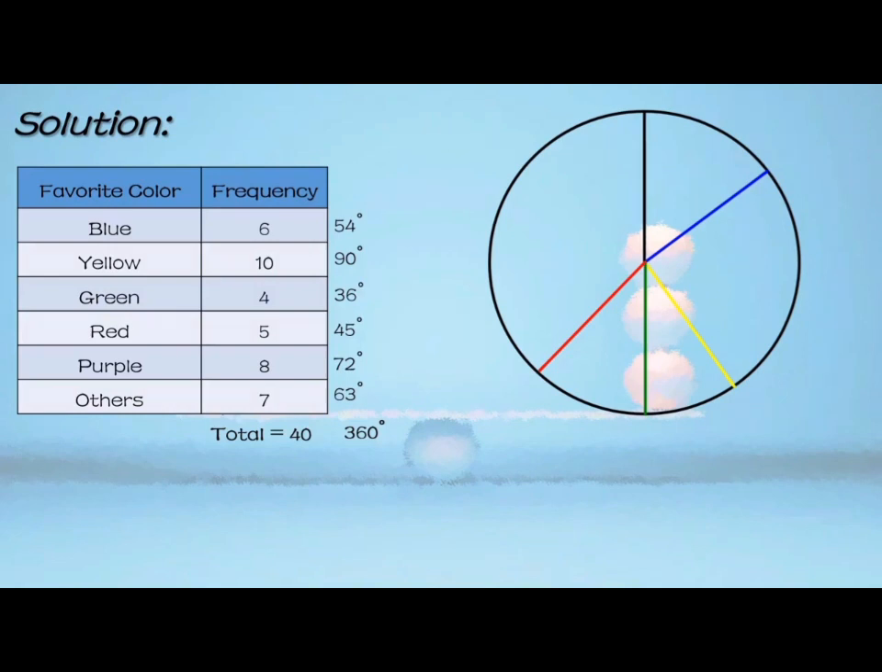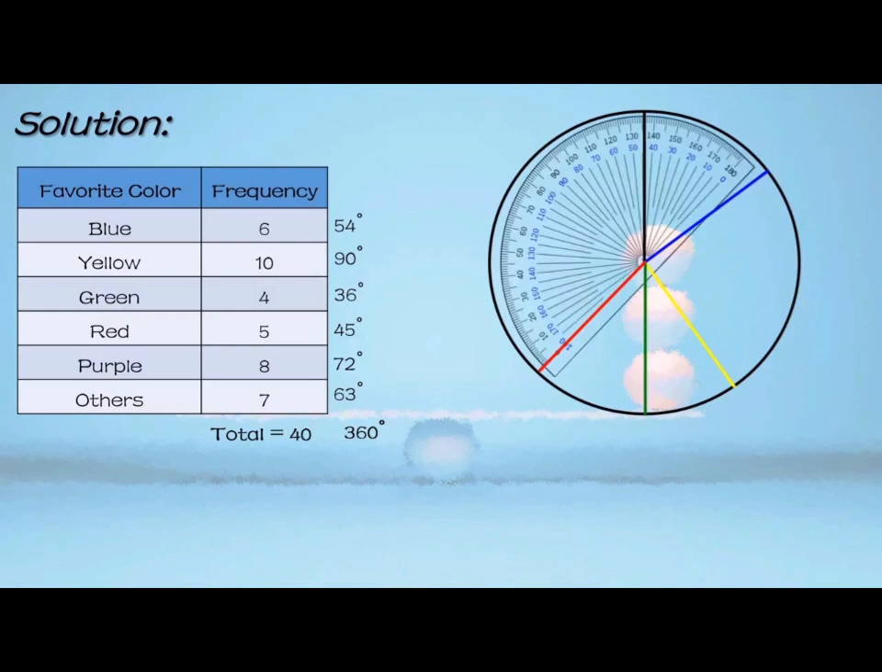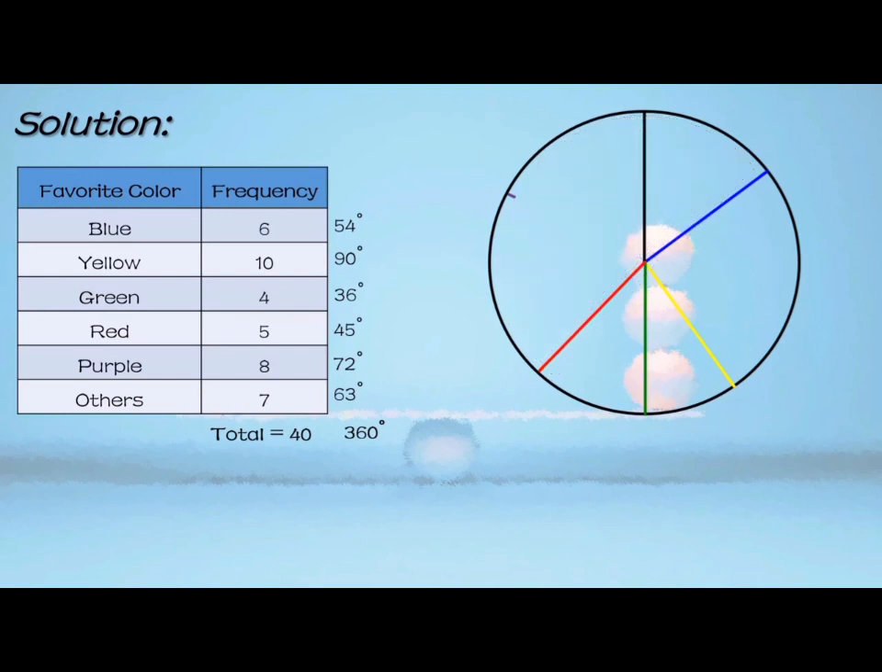And the next is purple. Itatapatan na naman natin yung 0 sa protractor dun sa red line. And then, hanapin natin yung 72 degrees. And then, maglagay tayo ng mark. After that, remove the protractor and connect the mark up to the center of the circle.